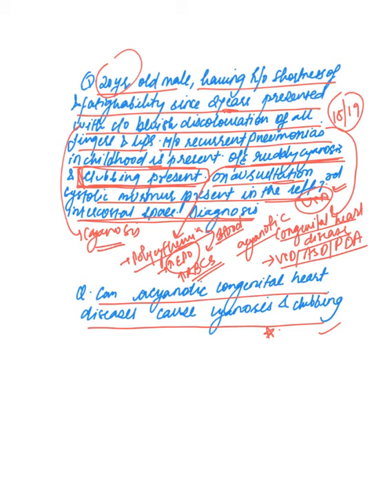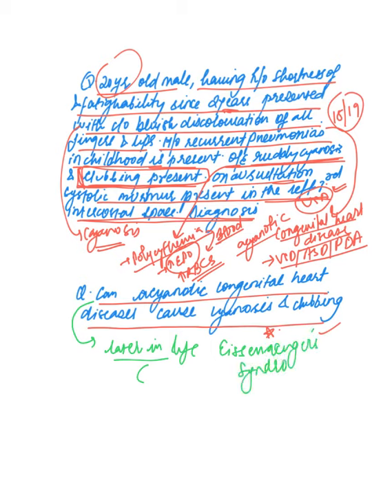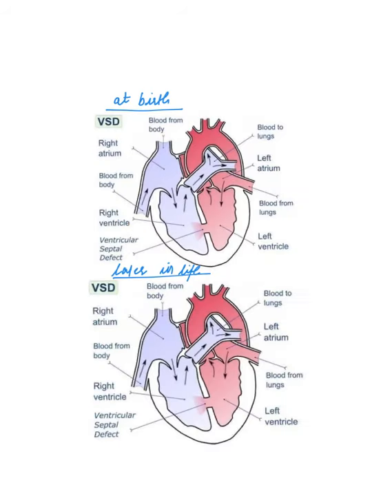Previous question: acyanotic congenital heart diseases can cause cyanosis and clubbing later in life, probably in adulthood, by the process of Eisenmengerization, and this syndrome is called Eisenmenger's syndrome. This concept is very important and it shall be very useful in the practical exams as well.